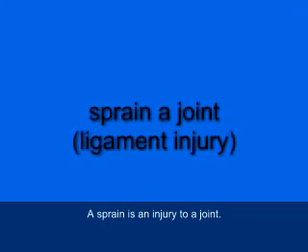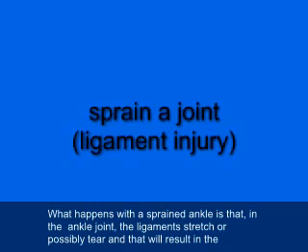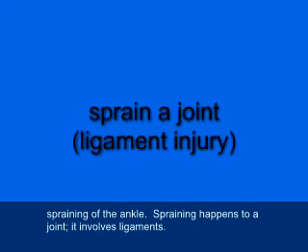A sprain is an injury to a joint, and it's associated with a stretched or torn ligament. We can think of a sprained ankle. What happens with a sprained ankle is in that ankle joint there, the ligaments will stretch or possibly tear, and that will result in the spraining of the ankle. So spraining happens to a joint and involves ligaments.